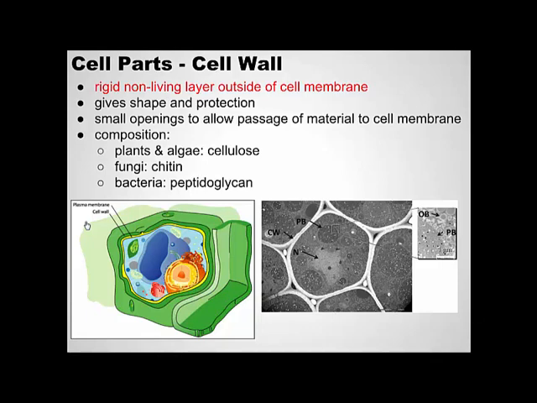And depending on what type of organism it is, the cell wall might be made of different materials. In plants, it's made of cellulose, a polysaccharide. In fungi, it's made of another material called chitin. In bacteria, it's made of peptidoglycan. It just depends on the organism what determines what its cell wall is made of. Any questions about any of our cell organelles that we've covered?